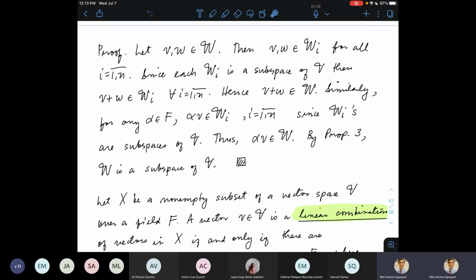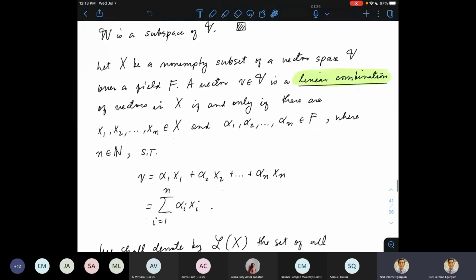Okay. So again, nothing spectacular about proposition 4, but the value of proposition 4 is it will just help us to get used to using Theorem 3 in proving being a subspace. All right. Now let's see what I wrote next.